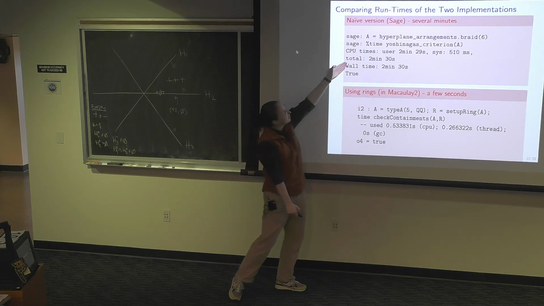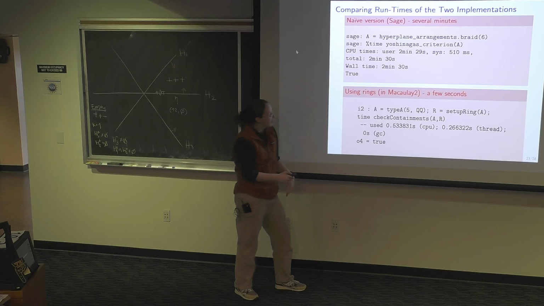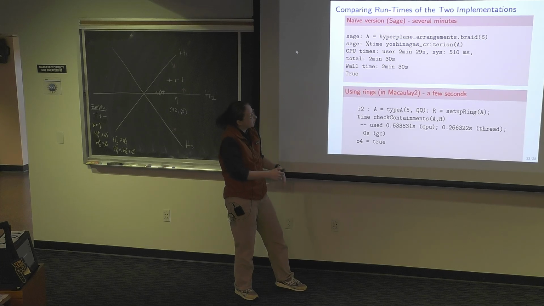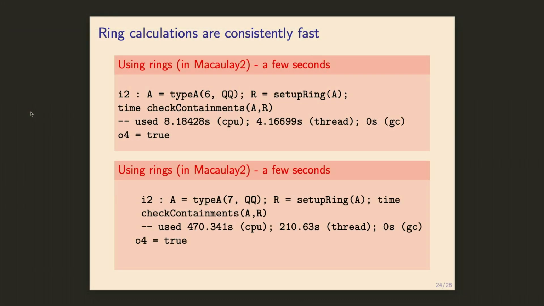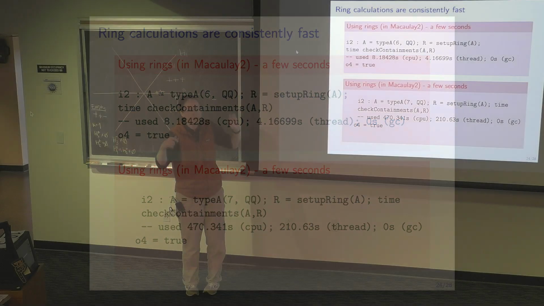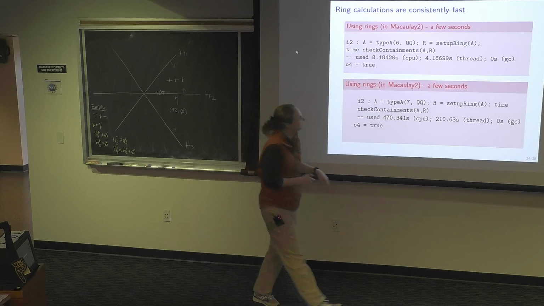And you can already see that this is much faster. And then the Macaulay 2 calculation also scales pretty well. So if you do the next ranks, it's also a couple of seconds. Okay. So the ring calculations are significantly faster.